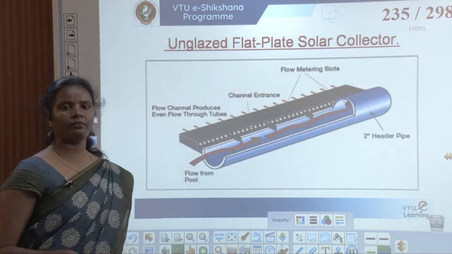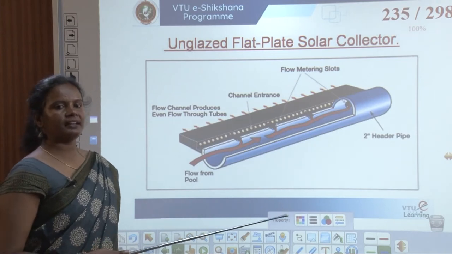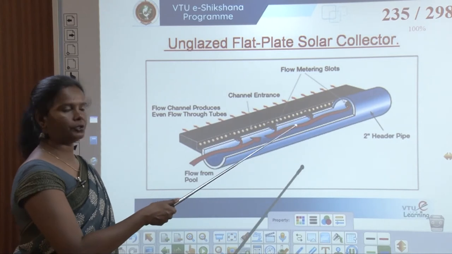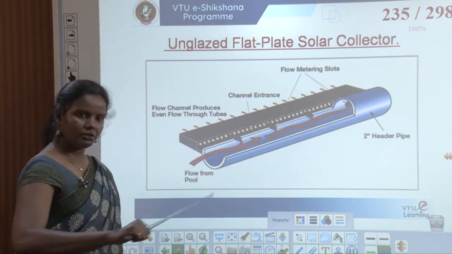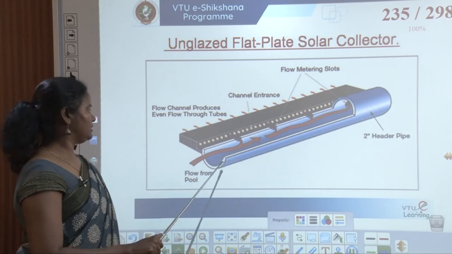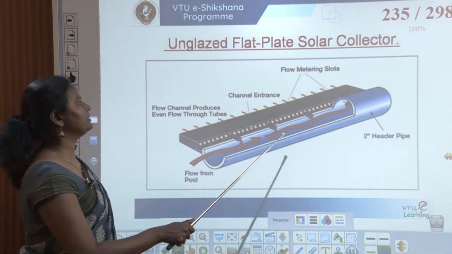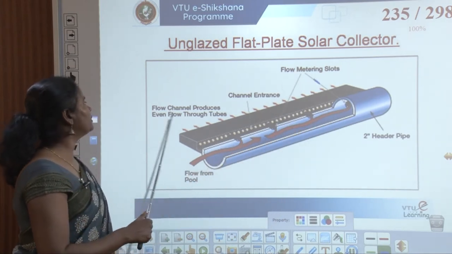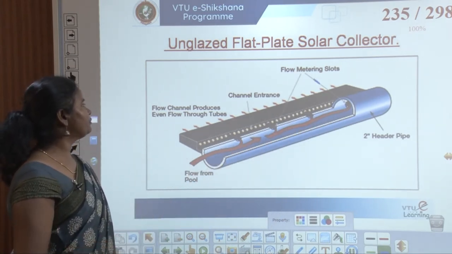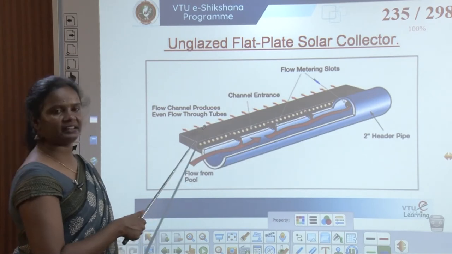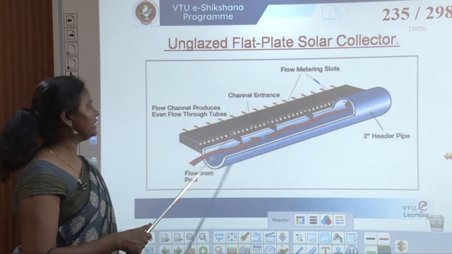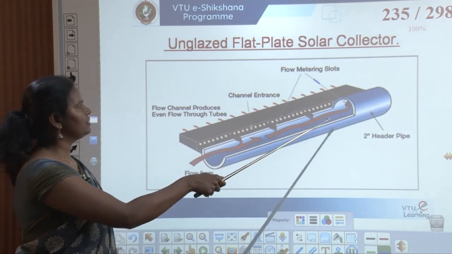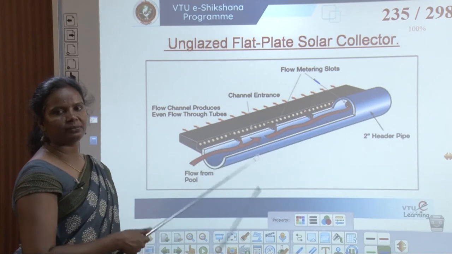So what will be there in this? It will have 2 inch header pipes, those pipes which will be running inside. The flow will be there from one side, and from the other side it is taken out. So the flow channel produces even flow through the tubes. There are tubes collected in this. The water passes through that and goes out. Channel entrance and flow metering slots are where the water can be taken from.